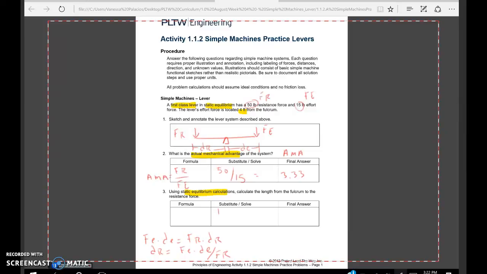Now we know our FE, which is 15 pounds. We know our DE, it says 4 feet. We know our FR, which is 50 pounds. And if we do the math, we come up with DR equal to 1.2 feet. Okay, so there's the first problem.